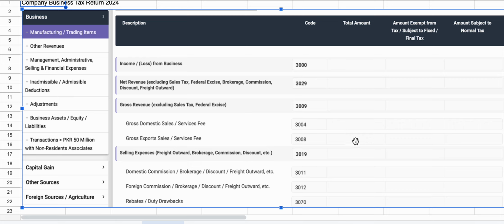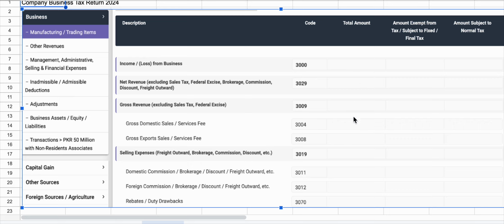And if you don't have any export or don't have any local sales, you should only enter one amount. And similarly, if you don't have these discount, brokerage, on your sales, then you can leave these amounts blank. Then your gross revenue will be. And similarly, if you don't charge any sales tax or federal excise duty because of the law or any special circumstances, you don't need to minus them since they are zero. So this is how you fill.